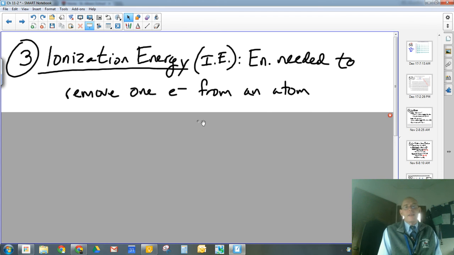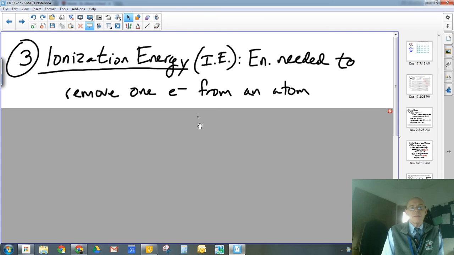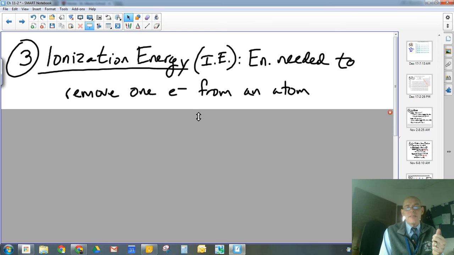All right, this is a new concept, but it is another important trend on the periodic table, and that's ionization energy, and I'll shorthand that by calling it IE, ionization energy. Now, ionization energy is defined as this: the energy needed to remove one electron from an atom. And that is always a positive quantity. It is always endothermic to yank one electron off of an atom.